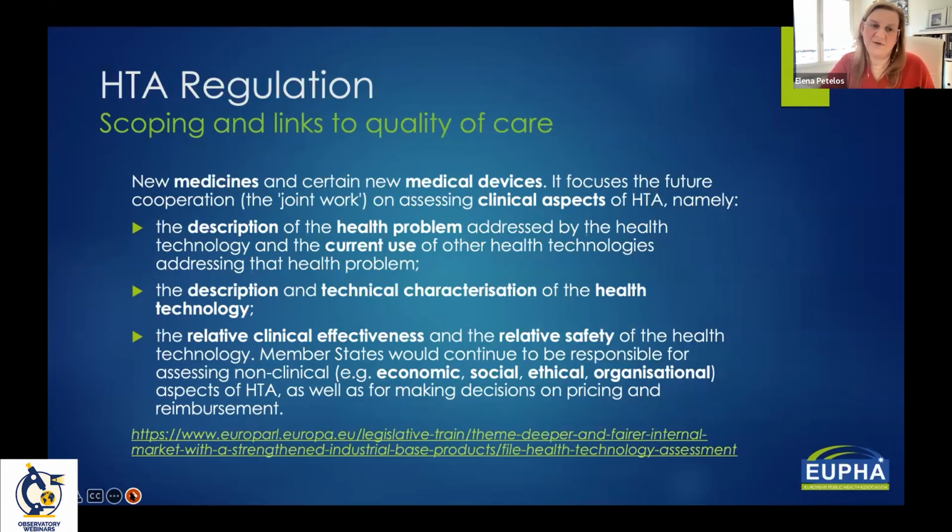And of course, there's the aspect of the relative clinical effectiveness and the relative safety of the technology. And there, the aspects of assessing economic, social, ethical, organizational aspects are very critical, because ultimately payers need to make decisions. HTA is a decision-making tool, and it's there, of course, to generate things like clinical guidelines, but also to allow decision-making in terms of what we buy, what we stop buying, investment is investment, at what price we buy it, and to whom we actually give it, very simply or simplistically.